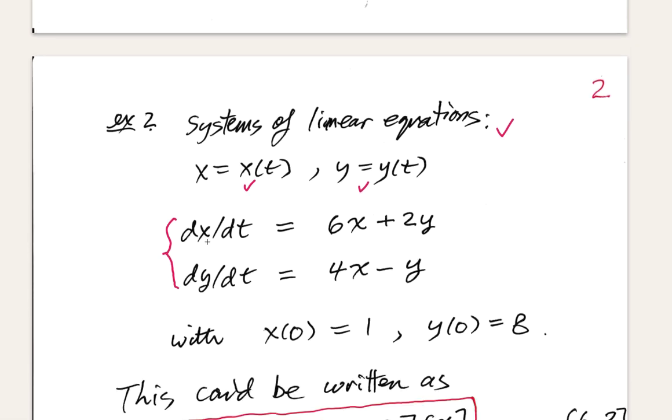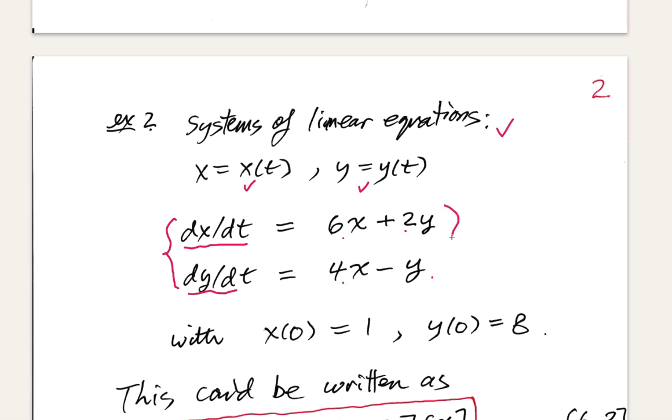Now x prime of t, or dx over dt, if you like the Leibniz notation, is the instantaneous rate of change of x with respect to t. If we say t is time, we could say the instantaneous rate of change of x with respect to time, or that abstract speed, is this. For this example, it's going to be 6x plus 2y, and here the rate of change of y with respect to t is going to be 4x minus y.